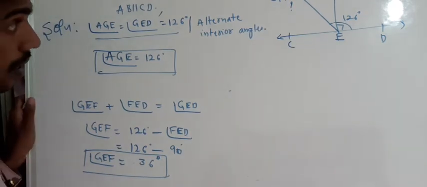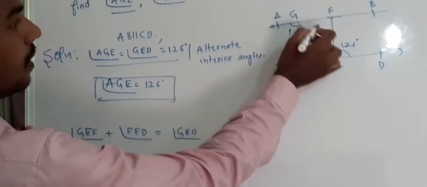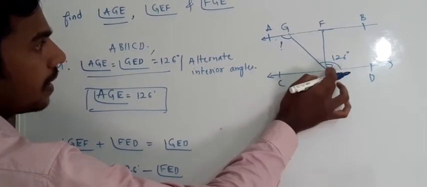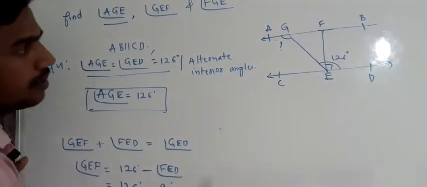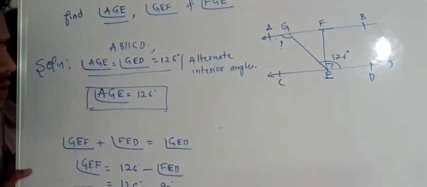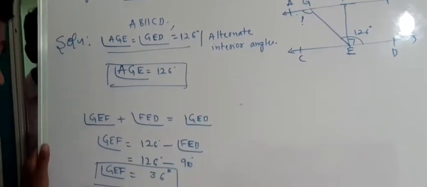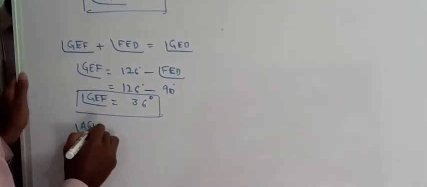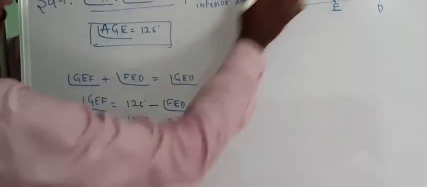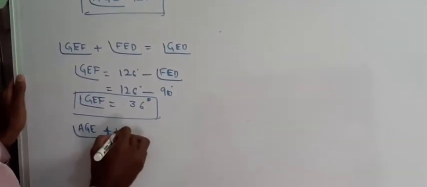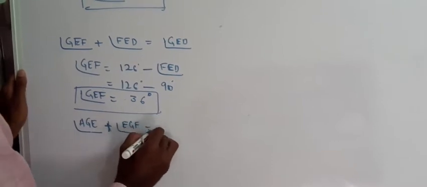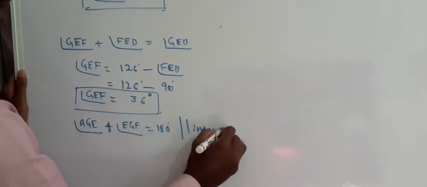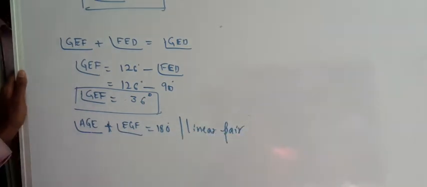Next. Now look at this. Angle AGE plus angle EGF is equal to 180 degrees. Why? Because this and this will form a linear pair. So angle AGE plus angle EGF is equal to 180 degrees, because it's a linear pair.